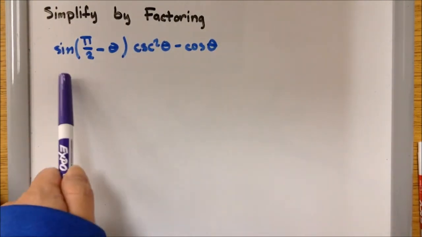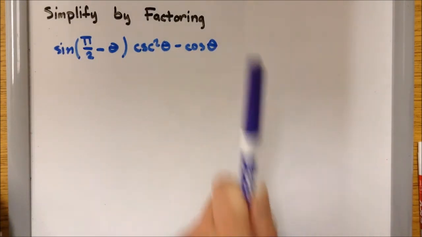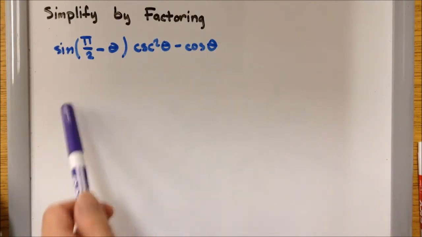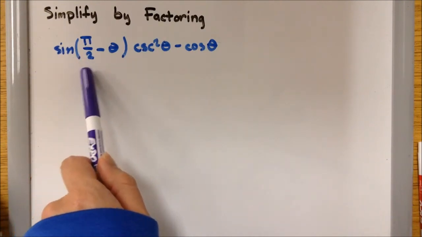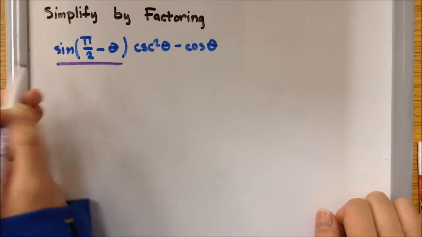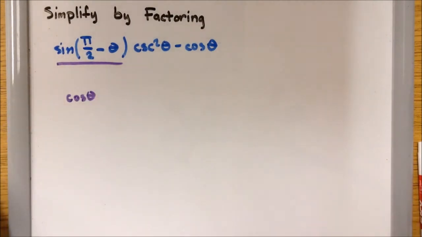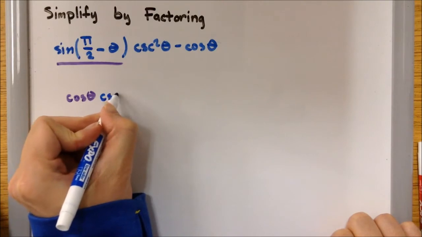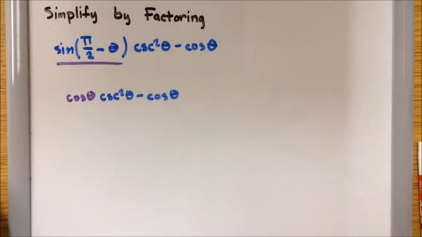In this example, we have sine pi over 2 minus theta times cosecant squared theta minus cosine theta. Alright, so just like the last example, I'm going to simplify using the identity. I'm going to switch out sine pi over 2 minus theta with cosine theta using the cofunction identity. That's going to become cosine theta, and then everything else will stay the same. So we have cosecant squared theta minus cosine theta.